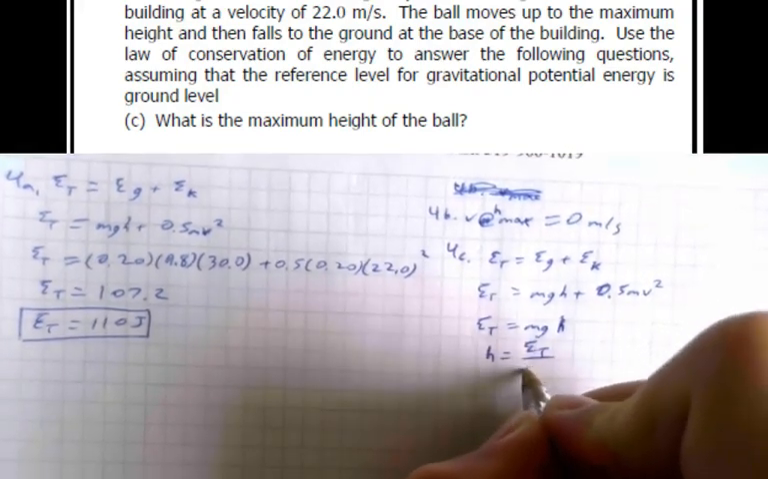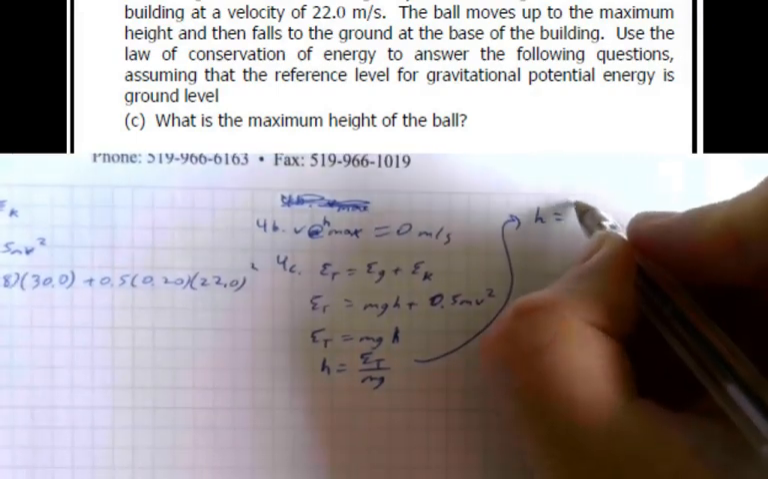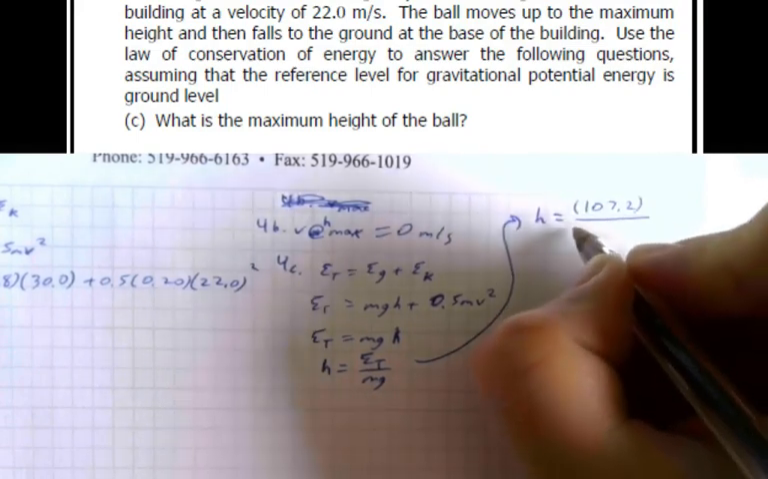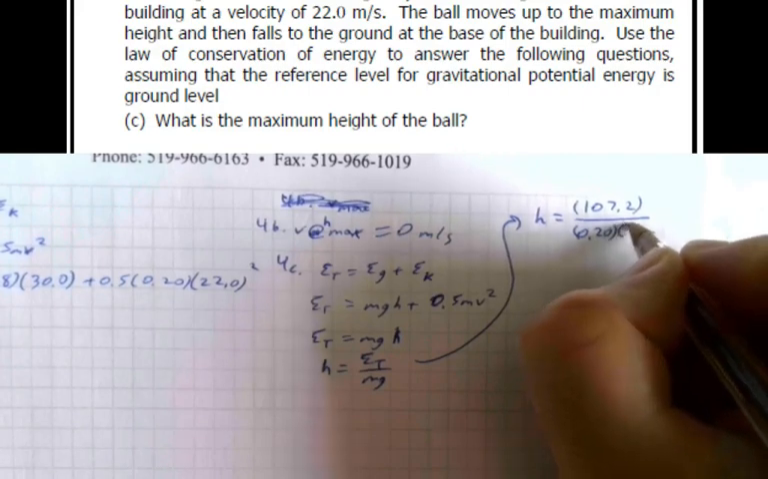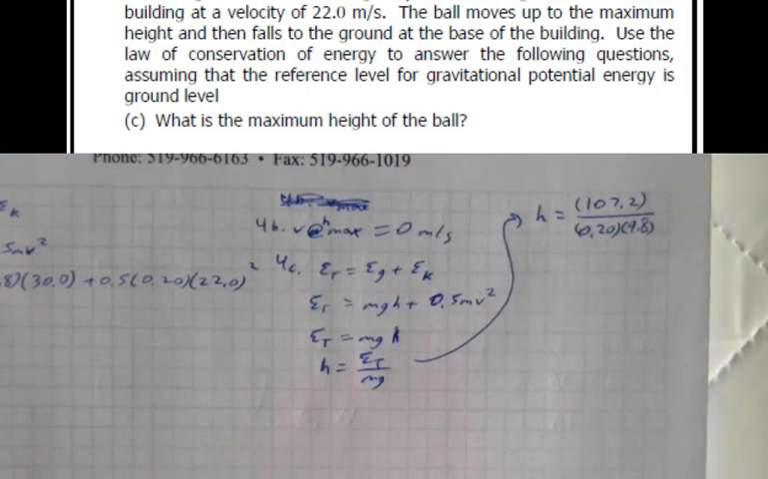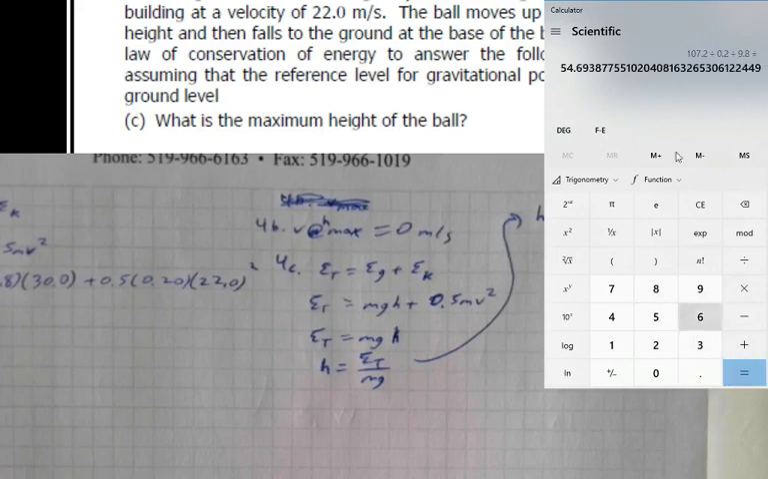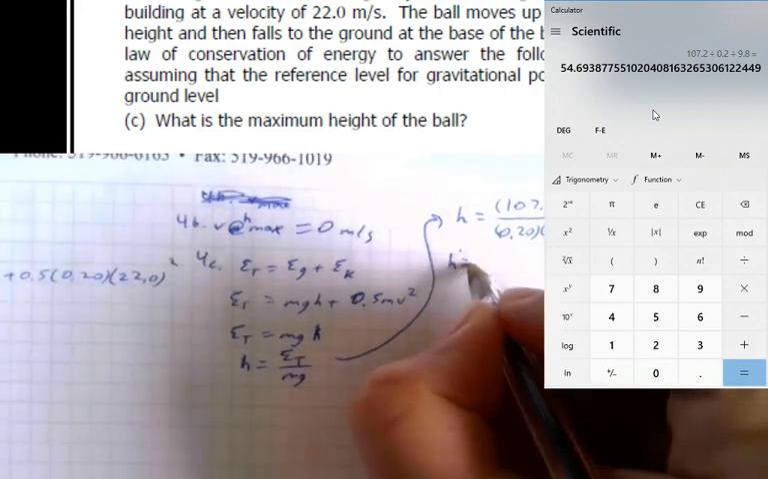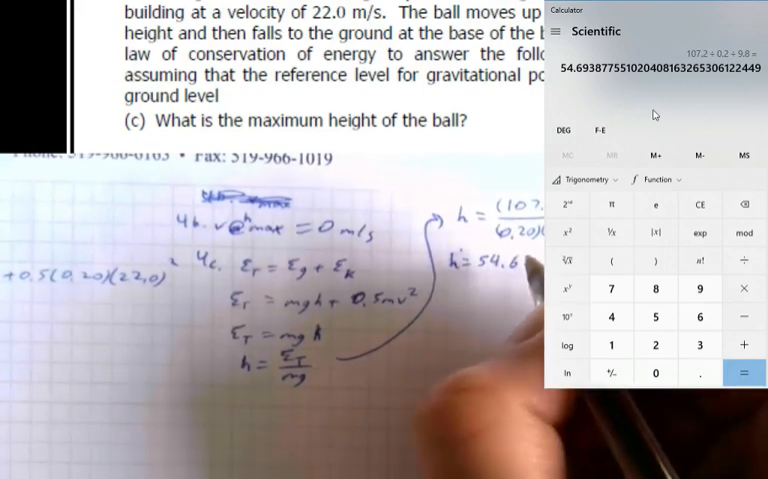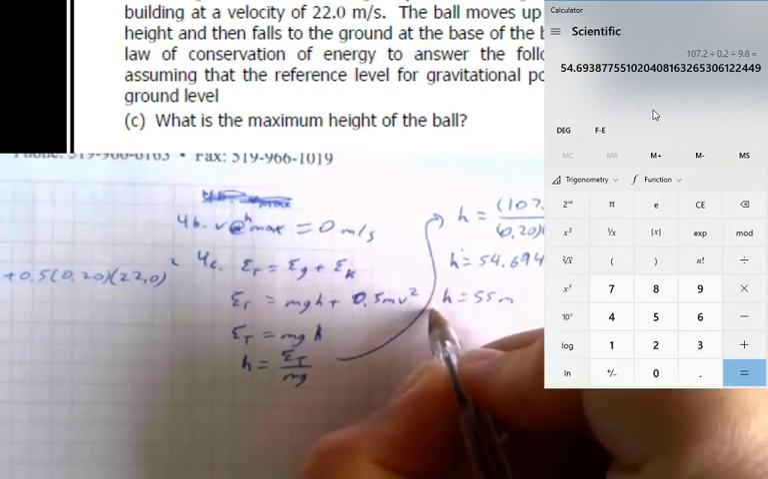So h is equal to ET over mg. H equals, so not 110, but 107.2, because I'm going to use the most accurate solution there, over 0.20, which is my mass, over 9.8. So back to my calculator. This value divided by 0.2 divided by 9.8 gets me to 54.69. So I write H equals 54.69, and I'll round to one decimal point here. But my reported solution is 55 meters.